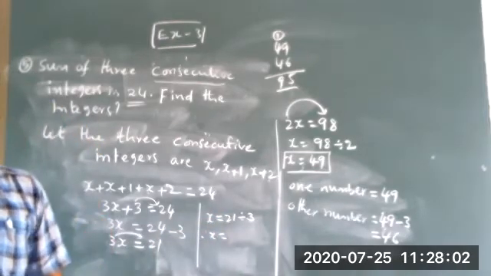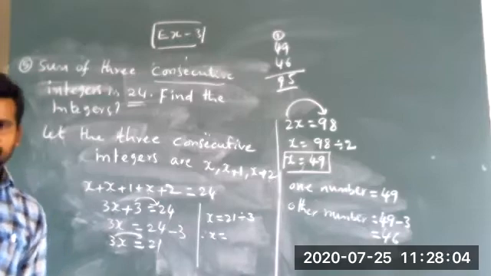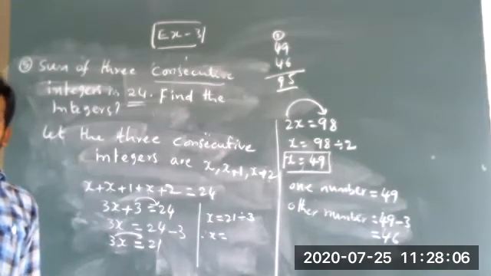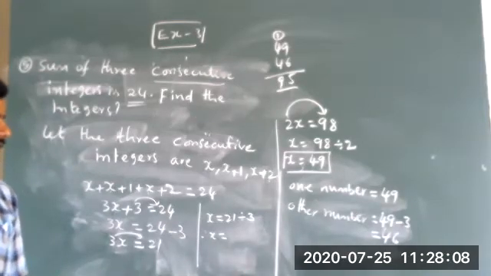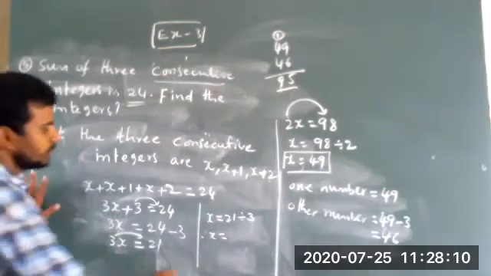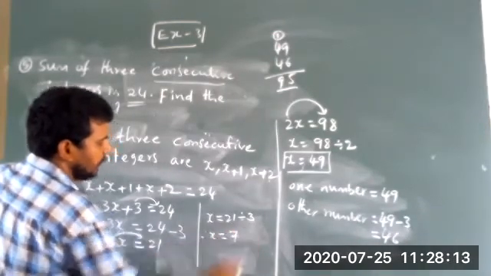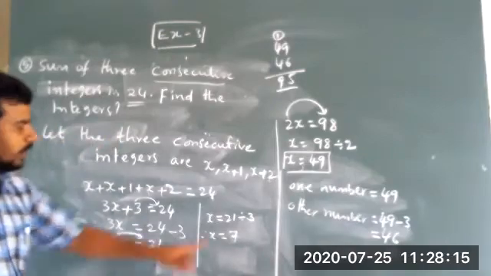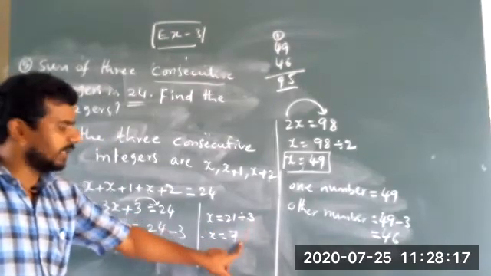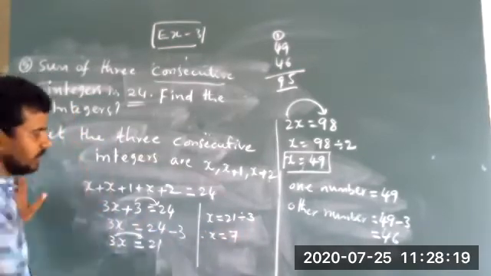21 divided by 3, how much, children? 7 threes are 21. 7 ones are 7, 7 twos are 14, 7 threes are 21. Yes, 7. So x is equal to 7.